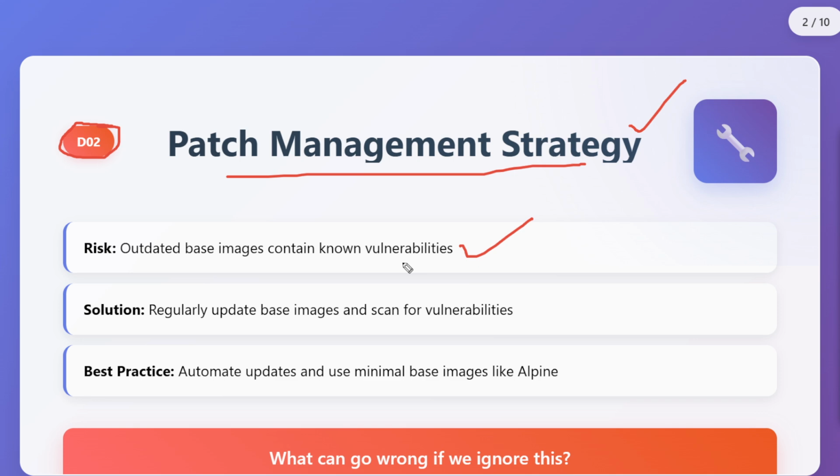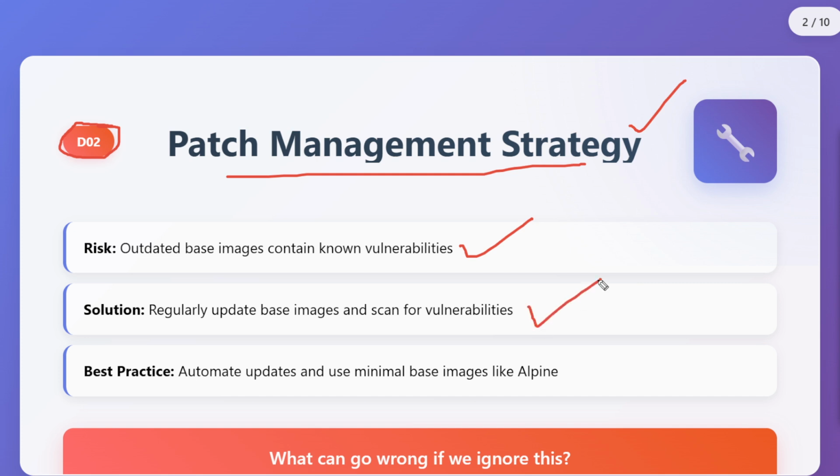If you see a non-technical example for this patch management strategy, containing vulnerabilities in outdated packages is like building a house on a cracked foundation. So we know there is a vulnerability, which is the crack, and you are still building the house. Definitely you are in trouble in that case. So what is the solution?